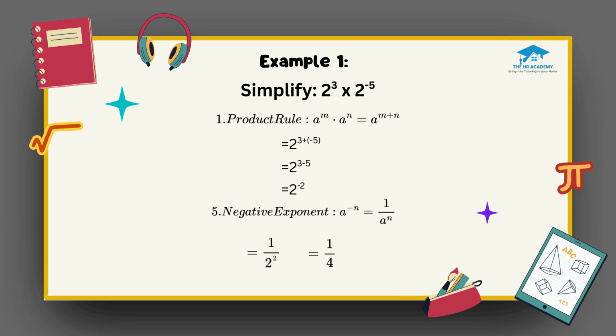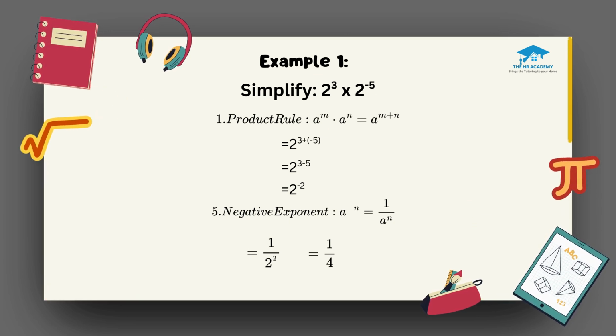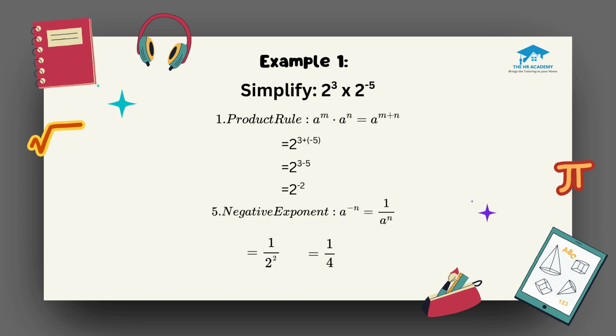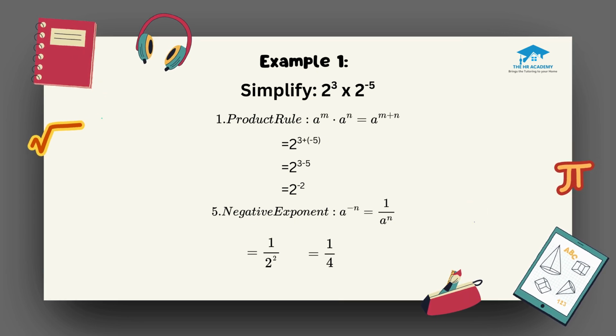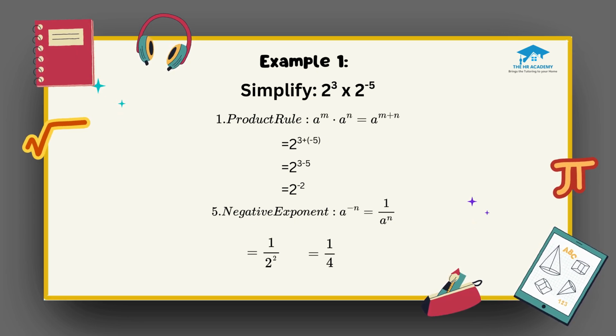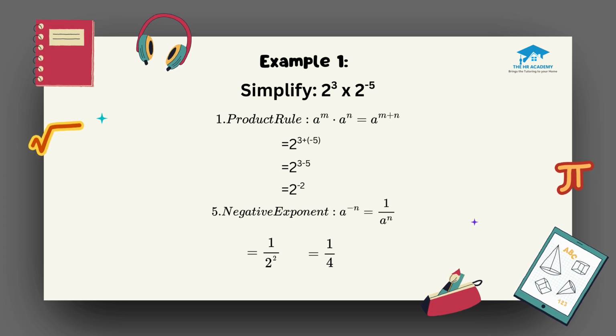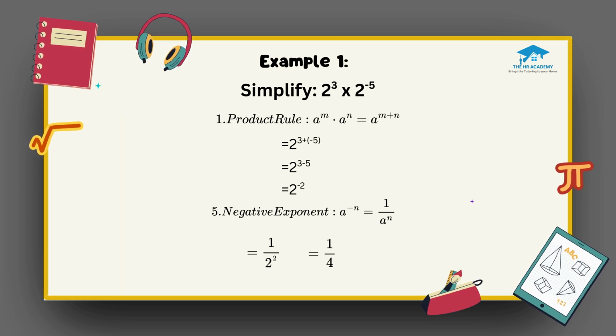Now don't panic. A negative exponent doesn't mean it's wrong or sad or needs therapy. It just wants to be flipped over. So using the negative exponent rule, 2 to the power of negative 2 becomes 1 over 2 to the power of 2. When we simplify it further, it becomes 1 over 4. And that's it, we have figured it out.